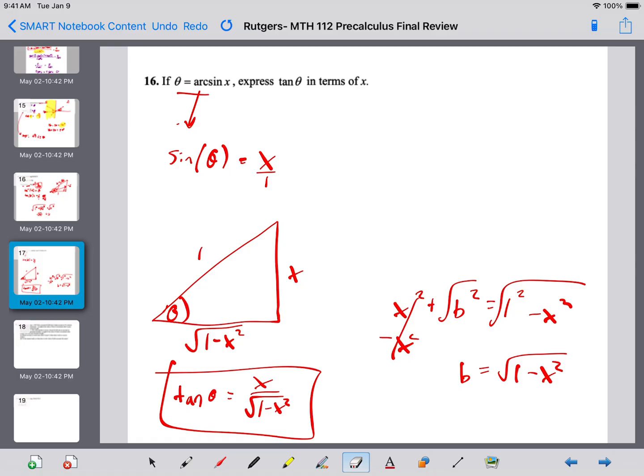And even from where we were, you could have converted cosine to opposite adjacent over your hypotenuse, so square root of 1 minus x squared, and then we could have ended up getting the same proportion. Okay.